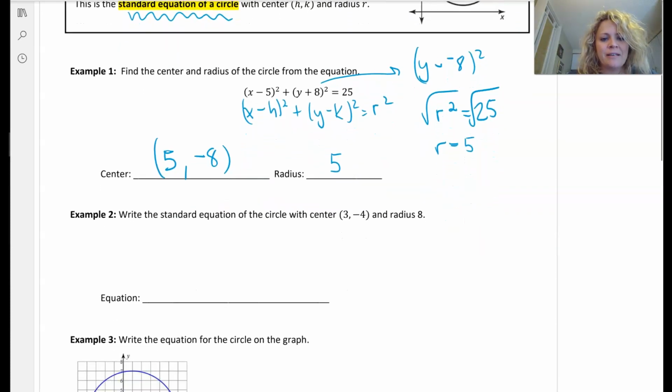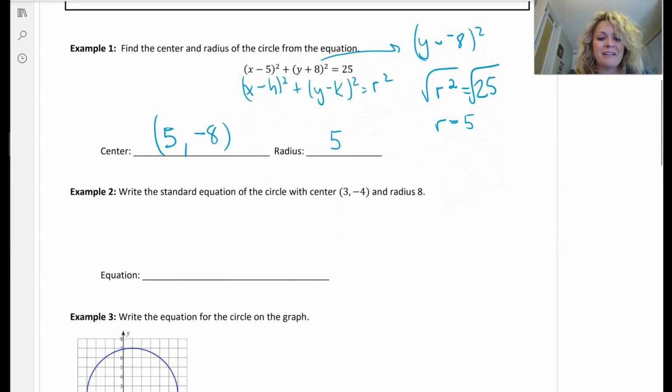All right, moving on. For example 2, write the standard equation of the circle given the center and the radius. So again, we want to use our formula that we derived. So h comma k is going to be 3, negative 4, and our radius is 8. So the formula requires us to use the radius squared. And we know 8 squared, or 8 times 8, is just 64.